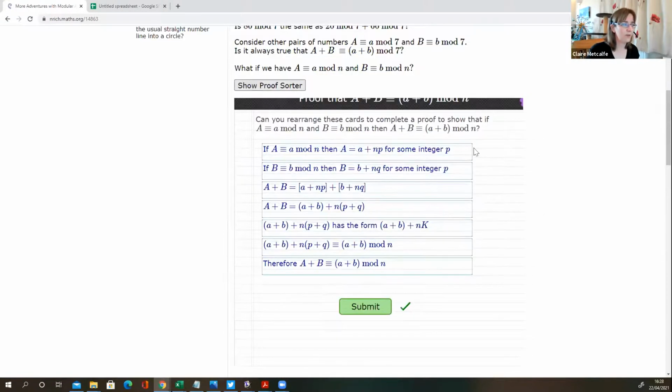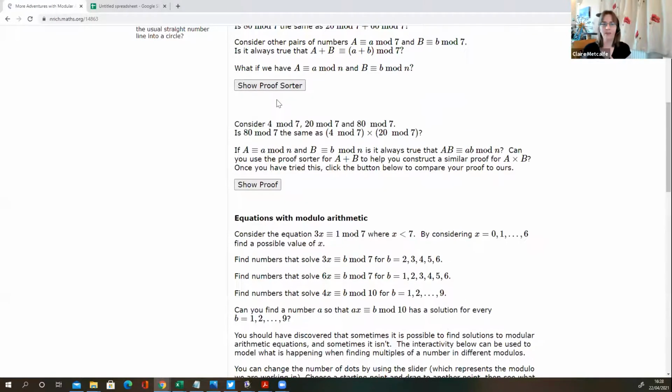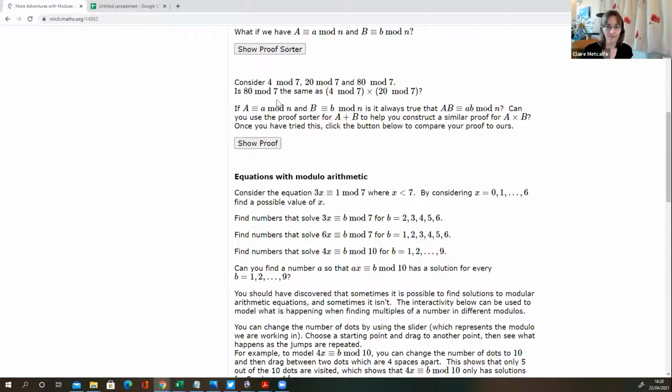Underneath the proof sorter, we've asked them to start considering two numbers multiplied together. And we've challenged them to actually try and create their own proof. So we won't go through this now, but that's something for you to go away and have a play with yourself. It's more challenging than using the proof sorter, but it's sort of the next step. And we've also got an example proof for them to click on so they can compare what we've written to what they've written.